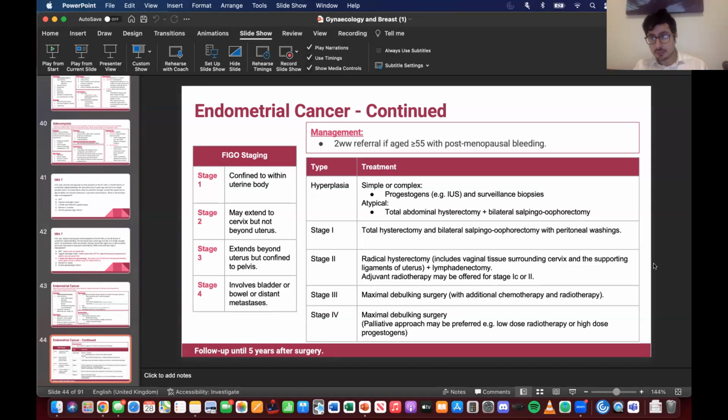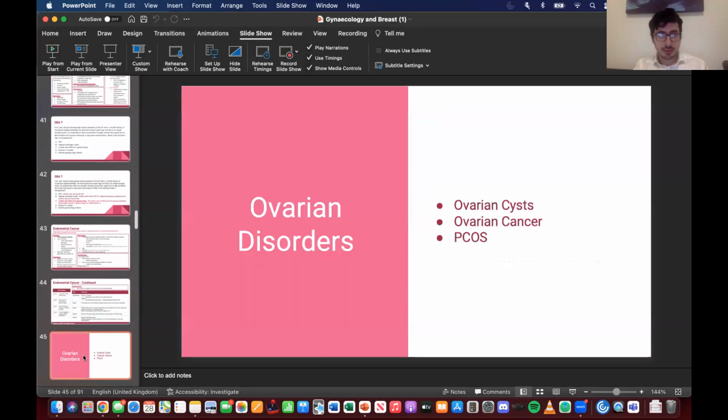Stage 3 and 4, you still do as much debulking surgery as you can, but you also consider the addition of chemotherapy and radiotherapy. Let's move on to ovarian disorders.